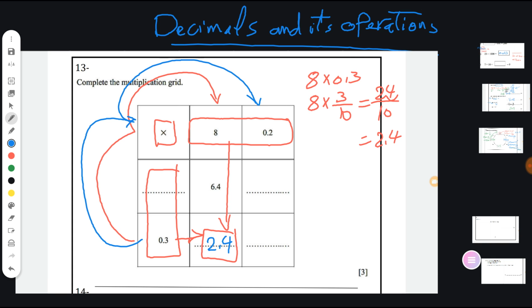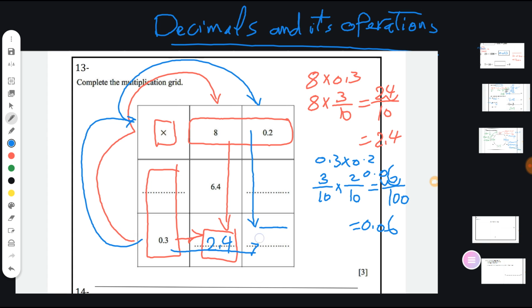Again, we can write it as 0.3 multiply 0.2. So you can write it as 3 over 10 multiply 2 over 10, which means 2 times 3, 6, and 10 times 10, 100. So we'll move the point two places, and put 0 here, 0.0, so it will be 0.06. So the answer for multiplying these will give you 0.06, okay? Okay, we finish this row.